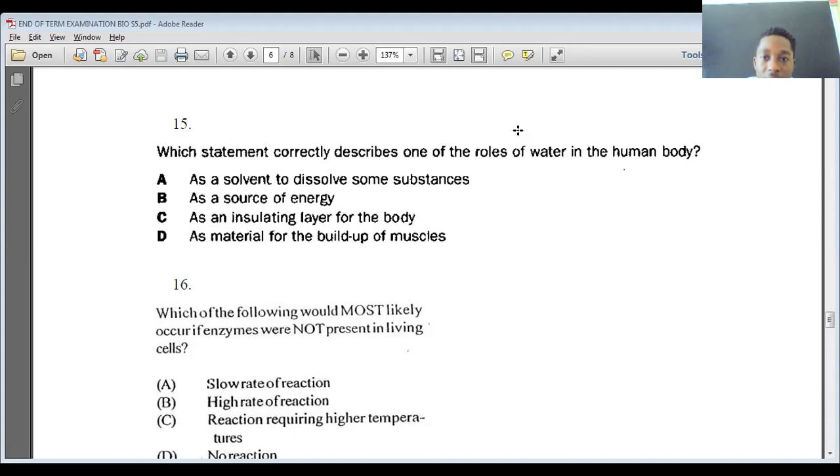Water is definitely a solvent, and water dissolves most of the substances found in the body and transports them. Okay.